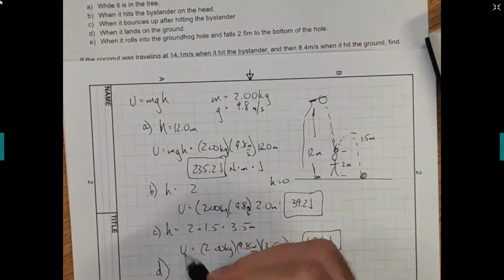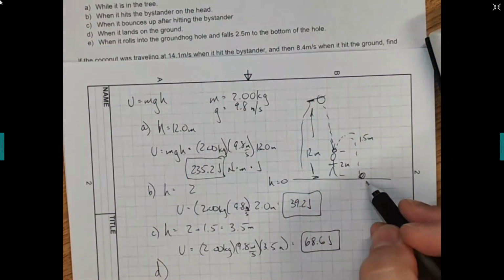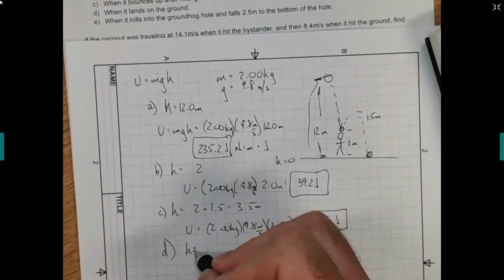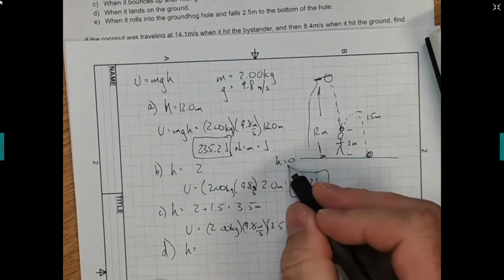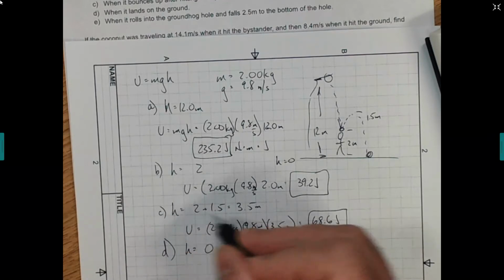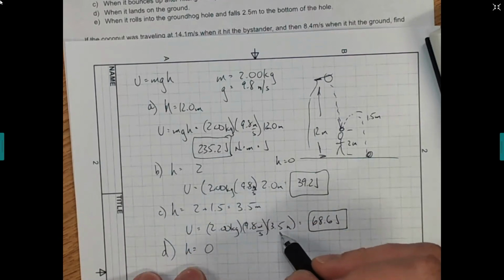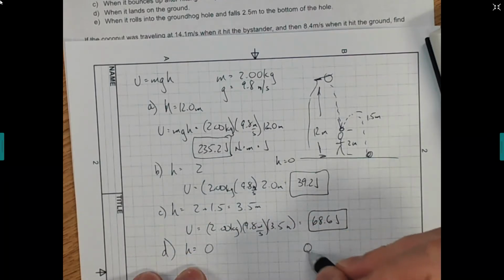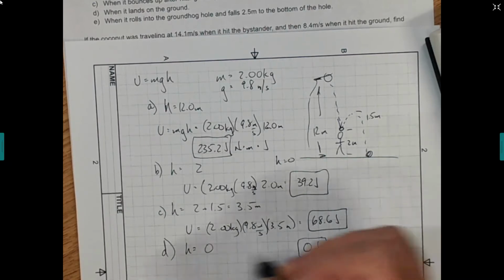Okay, D, what's happening in D? When it lands on the ground. Now it's sitting on the ground. What's my height when I'm sitting on the ground? Well, I'm on the ground, so my height down here is 0. That's my reference line. So I can do the equation 2 times 9.8, doesn't matter. Anything times 0, we're just going to get 0. So in this case, I have 0 joules.